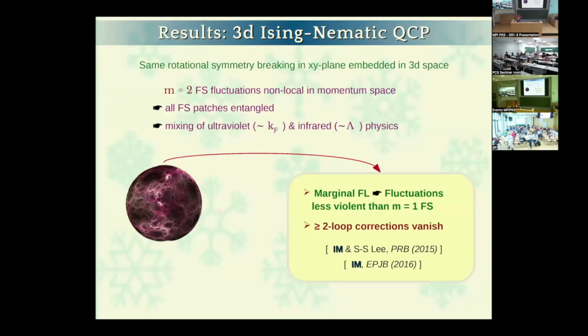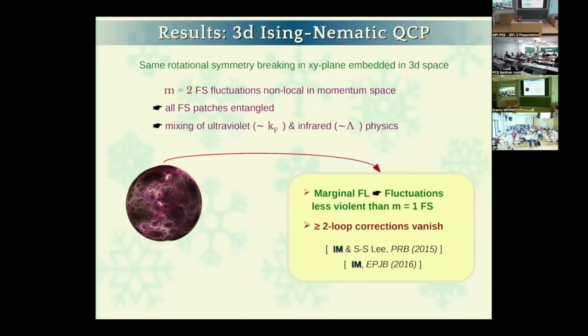As a result, although we were interested in looking only at the infrared physics, there is some non-trivial mixing of the ultraviolet physics with the infrared physics. And the ultraviolet physics has an energy range of the order of kF. Now, although they are all entangled fluctuations, this turned out to be less violent, and this turned out to be a marginal Fermi liquid compared to the case of the M equal to 1 Fermi surface. And we also show a peculiar thing: because of this non-trivial mixing of UV and IR physics, the two-loop and the higher-loop corrections are vanishing in the system.